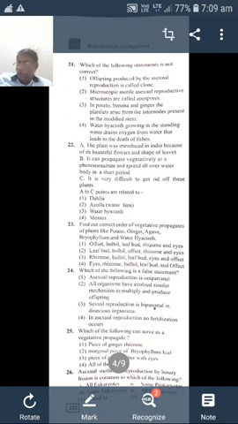Asexual method of reproduction by binary fission is common to which of the following? All eukaryotes, some prokaryotes, some eukaryotes, all prokaryotes. Read carefully.